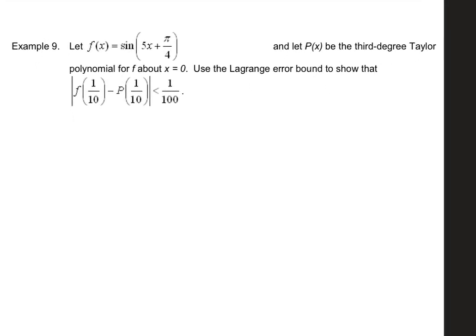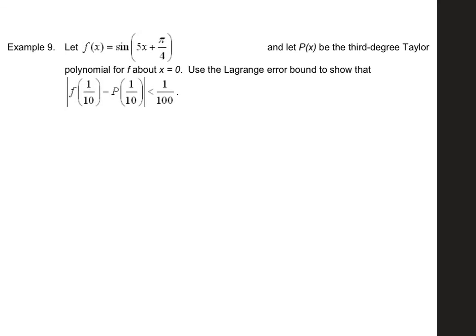So this is actually off an earlier AP exam. Kind of a tough one, but this is probably about how hard it can get, I would say, for a Taylor polynomial question. So f of x is sine of 5x plus pi over 4. P of x is going to be the third degree Taylor polynomial about 0. So we want to use the Lagrange error bound.